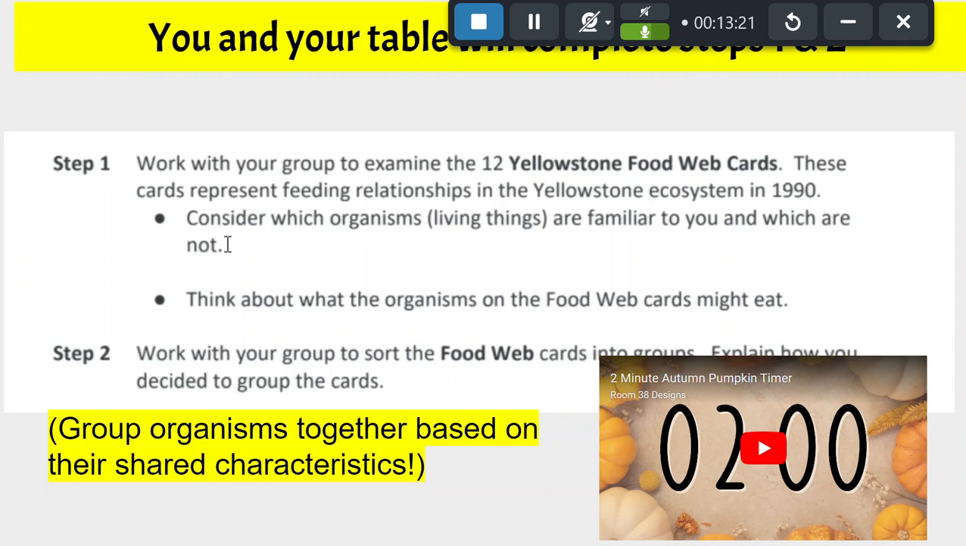Okay, so in your packet, if you look at step 1 and step 2 here, you're going to get some food web cards if you're in the classroom. Otherwise, I'll click on and I'll show you what those food web cards look like. I asked everybody to put all 12 cards out on the table and try to group them by their shared characteristics. And then we talked about how people made decisions about how to group their organisms.